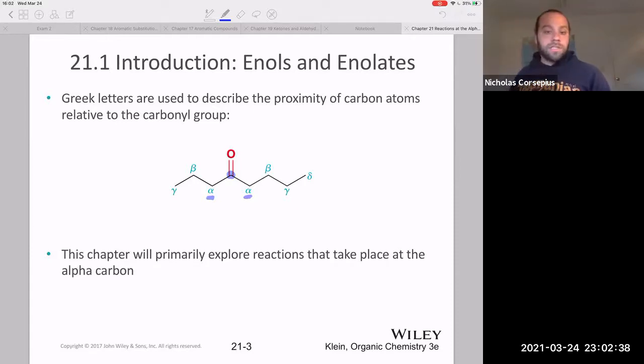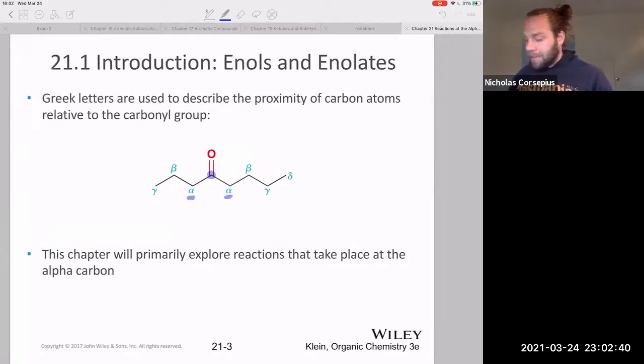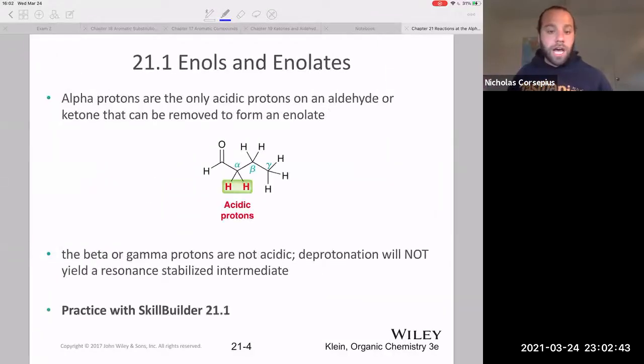What's so interesting about these alpha carbons is not actually the alpha carbons, but the alpha hydrogens, right? So the hydrogens that are bound to that alpha carbon. These alpha hydrogens are considered relatively acidic, okay? So every single one of the reactions that we're going to see is all about removing one of these relatively acidic alpha hydrogens. And then you're left with what's called an enolate ion. We'll see that in a second. But that's going to be the main theme of this chapter here.